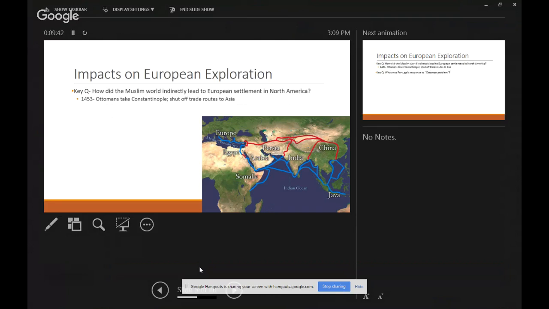And when the Muslims take over that city, they shut that door. There will not be any more Europeans making their way.